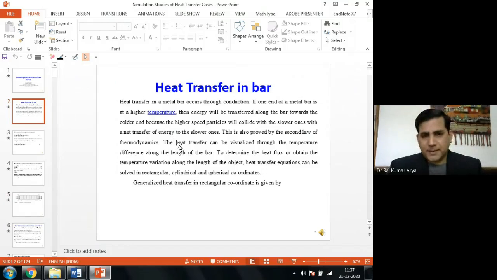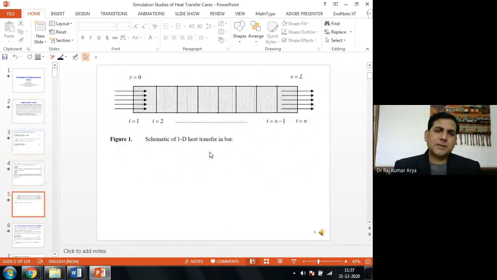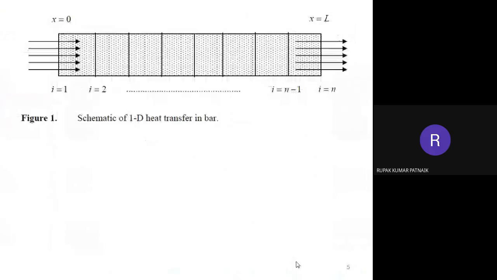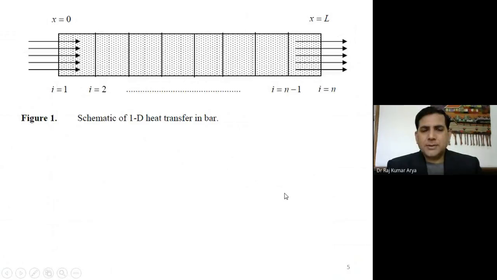So let's say we are taking a typical example of heat transfer in this. Can you see this picture? Yes, sir. So this, let's say, is practically a one-dimensional heat transfer. You have a rod, or you can say a cylinder or rod, anything, but you are considering the transfer to be one-dimensional only.